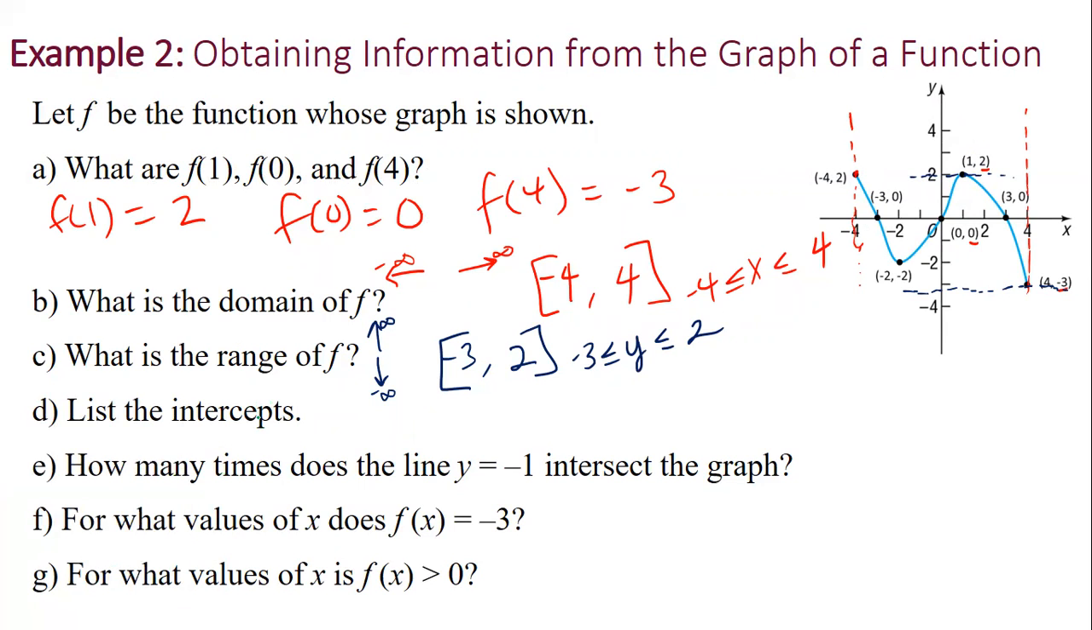All right, intercepts. When it says list the intercepts, that means you're listing your y- and x-intercepts. Okay. So when I look here, your x-intercepts are where it crosses the x-axis, and your y-intercepts are where it crosses the y-axis. In total, how many intercepts does the function have? 3. 1, 2, 3. You see that?